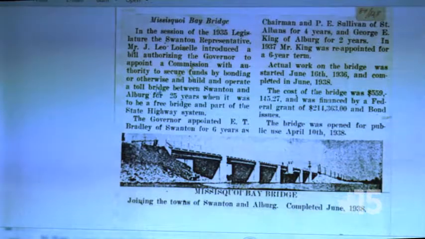And this is just to show how the legislature in 1935 authorized the construction of this Missisquoi Bay Bridge, which was completed in 1938. One of the locals who was quite active in getting that to happen was Mr. J. Leo Loisel, who was the Swanton representative at the time, who authorized the governor to appoint a commission with the authority to secure funds for bonding and otherwise. The grand total cost was $559,000, financed by a federal grant of $214,000 and a bond. Opened to the public in 1938, and a few years ago was taken out and replaced by the new bridge that you all enjoy today.